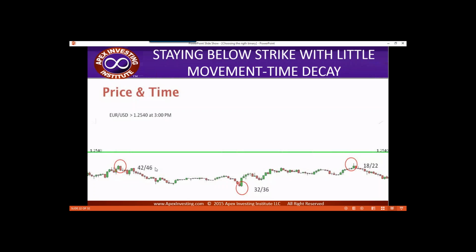Now that binary bought for 46 is only worth like 32 or 36. You get a little closer to expiration, and now it's only worth like 18 or 20. Well, why? Because the probability is going down. It's getting closer to expiration and it's still not above the strike price, so that price is going down closer to zero.